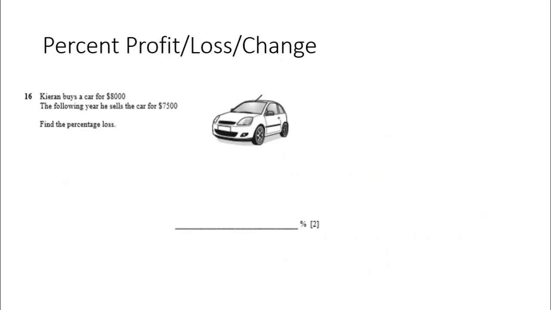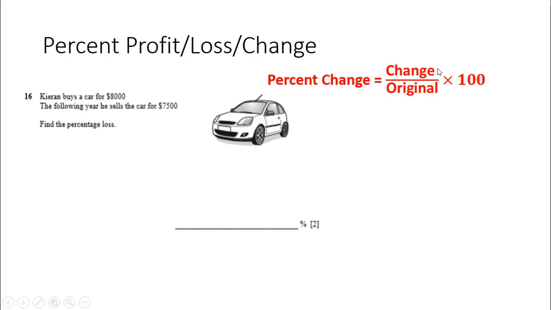All right, next question. Kieran buys a car for $8,000, and the following year he sells it for $7,500. Find the percentage loss. Now I've put this under the heading percent profit, percent loss, or percent change, because a percent profit or loss is the same thing as some change in the value, whether it's gone up or down. Percent change is always written as the amount of change as a fraction over the original value, times 100, because to turn a fraction into a percentage we times by 100.